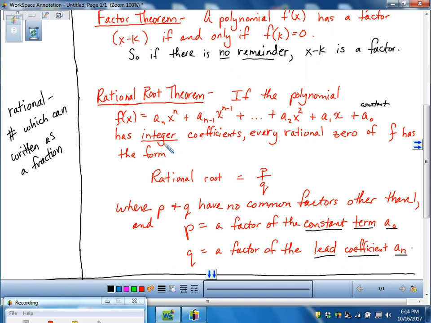and that polynomial has integer coefficients, so positive or negative whole numbers, then every rational zero or root of f is of the form p over q, where p and q have no common factors other than 1, and p is a factor of the constant term a sub 0. So p is some factor of this last term of the polynomial.